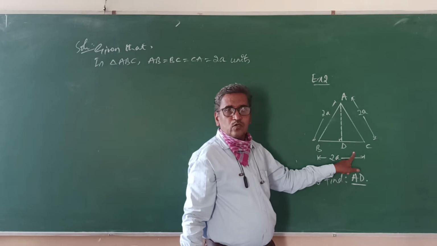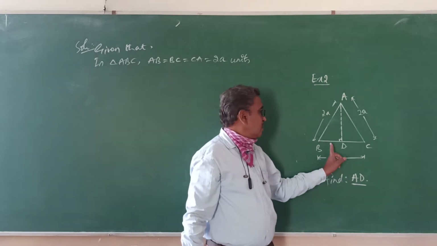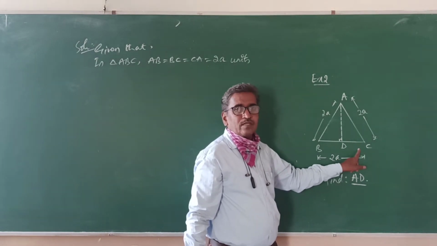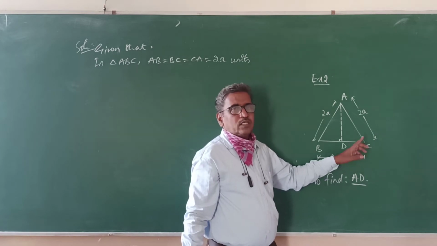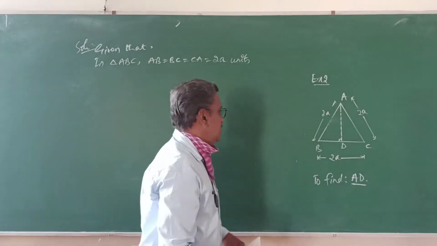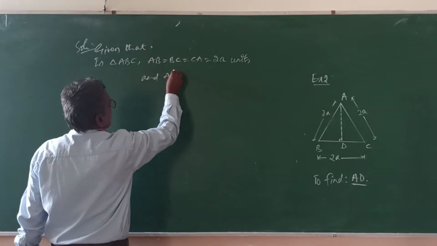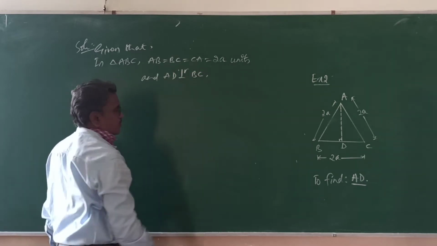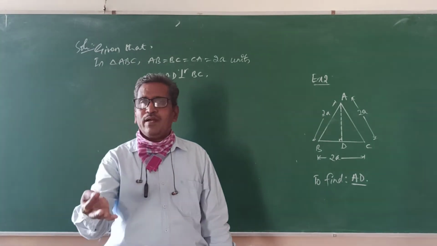This we already know, so directly we can write it. Otherwise, the work is to show that BD is equal to DC. Bisects the base means BD equals DC. That we have to prove. Directly we can apply it, otherwise we are going to prove it. And AD is perpendicular to BC, that is given.